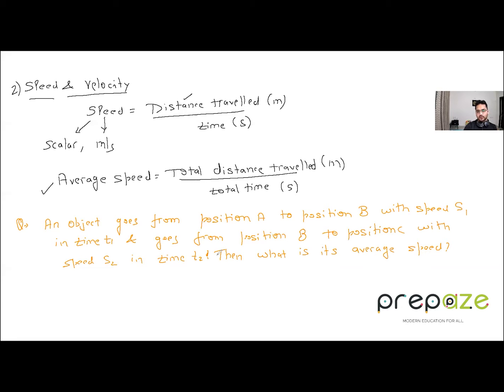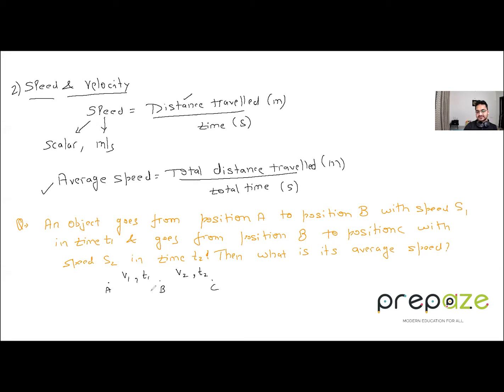So what we have to do over here, we know the formula of average speed is total distance over total time. So first thing is basically suppose this is A position, this is B position and this is C position, let's say. Now from A to B the particle is traveling with the speed v1 and in time t1 it completes it. From B to C, it's traveling with V2 in time T2, it completes it.